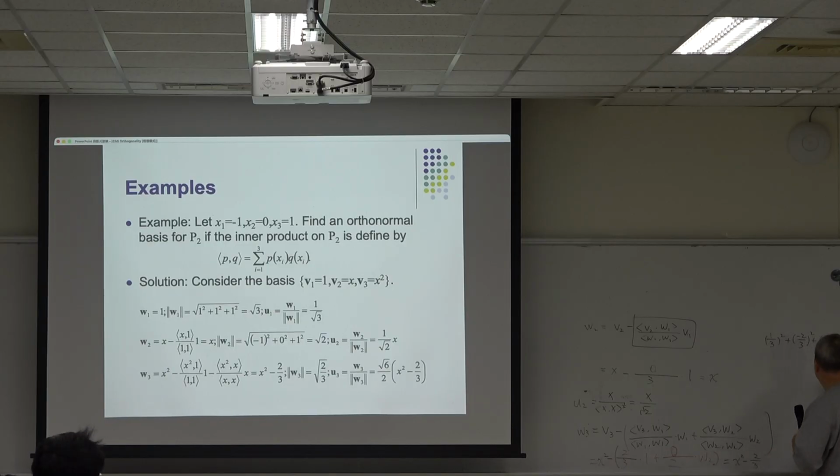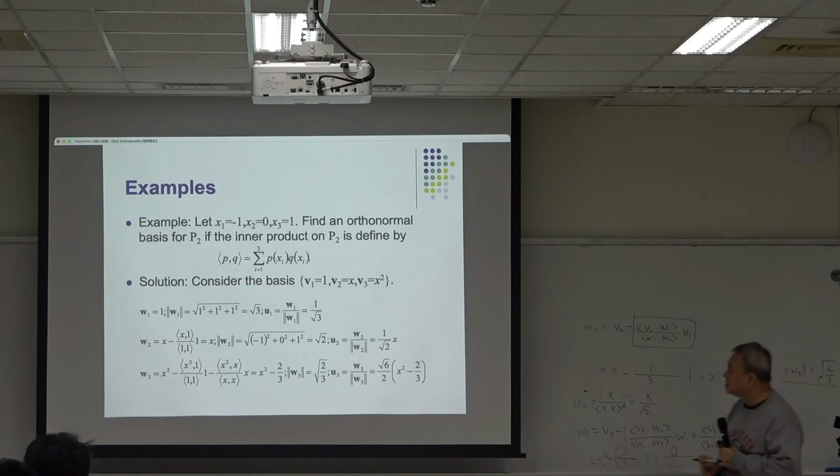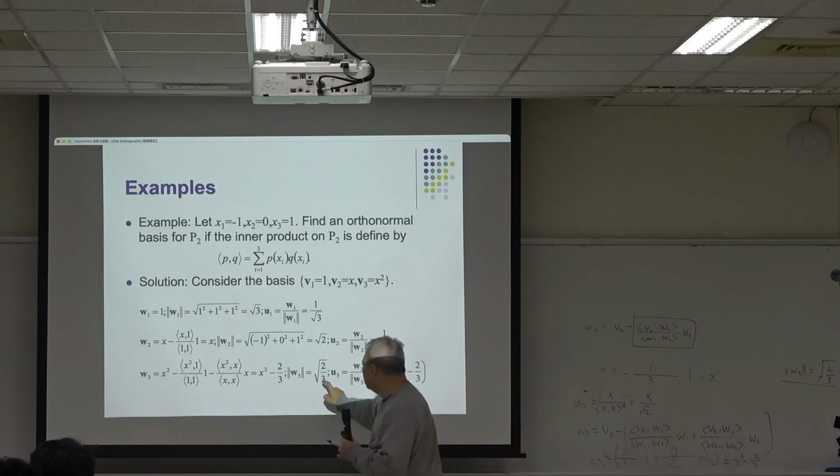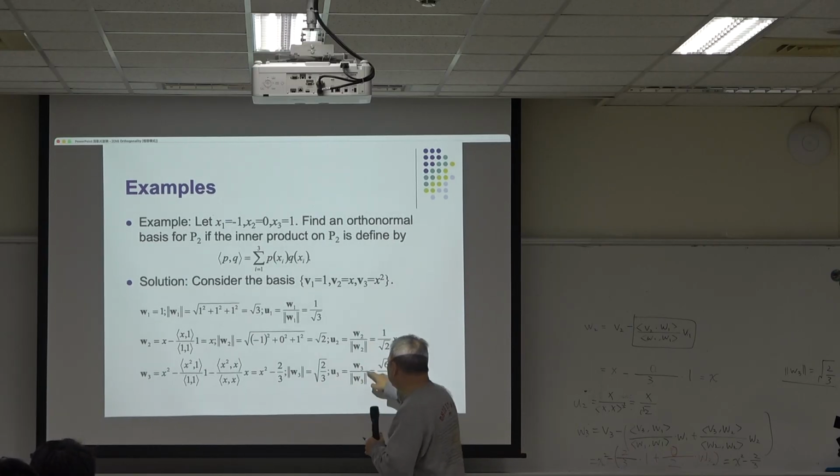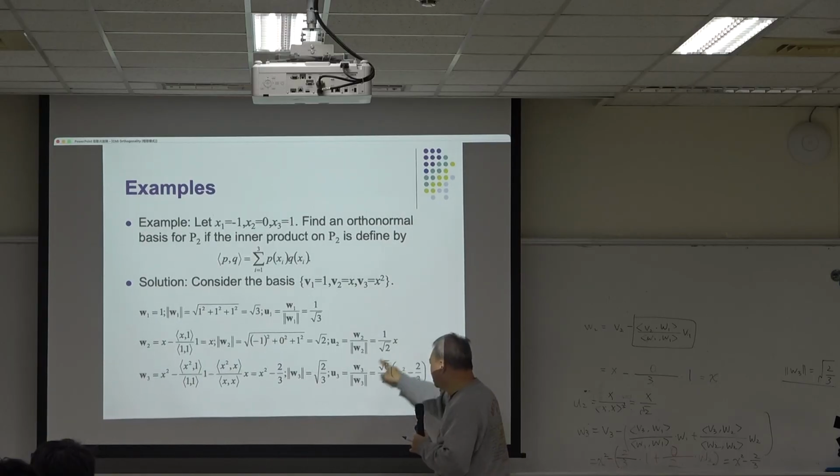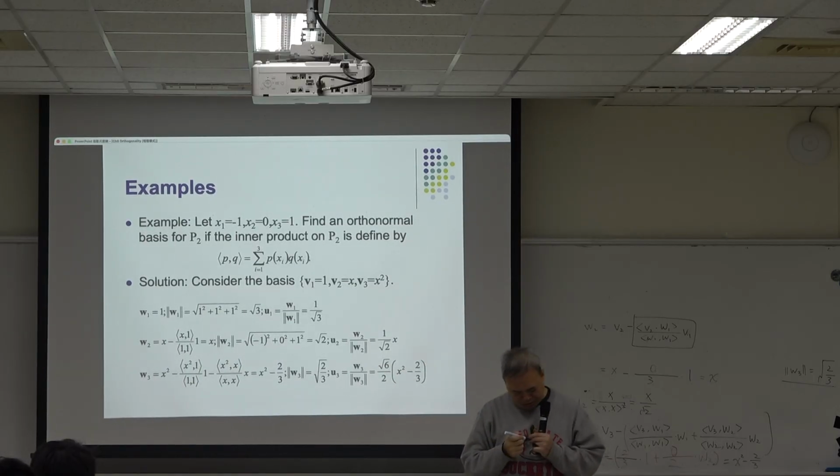the third one is again. So it's going to be 9, 1, 4, 1, 6. So it's like 3, 2, and then get the square root. It's this one. And then U3 is going to be this one divided by this. So it's this one. Okay.